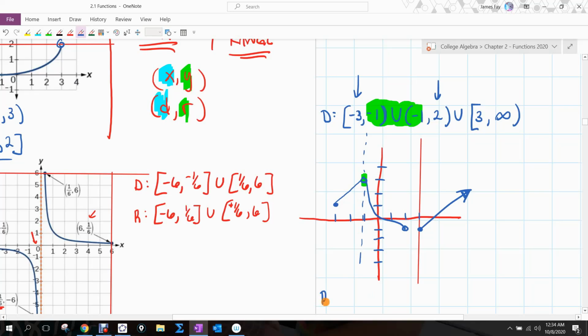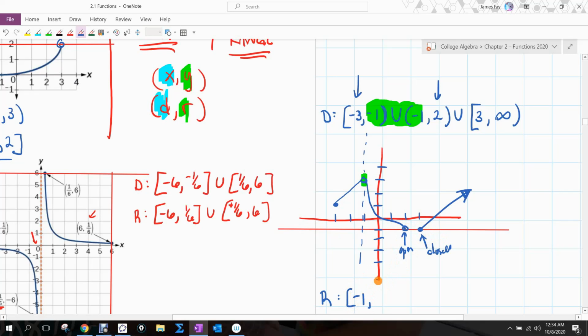Now my range, same type of structure, same type of procedure. But now we're just going to start at the bottom and move our way up. So I'm starting at the bottom. What's the first y value I come in contact with? Right here. Now remember, this is open, but that one's closed. So if we were to write all the ordered pairs, will there be an ordered pair with a y value of negative 1? That one will not.